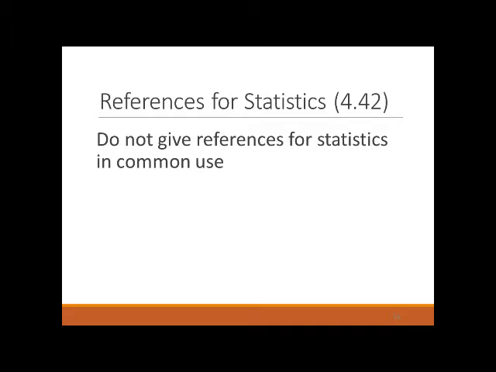APA says that you do not have to provide references to justify your use of different statistical analyses. So you don't have to say an ANOVA will be run to determine differences between the means of the three groups and in parentheses write Green and Salkind. You don't have to do that. You can just say that this is the analysis that will be used, period.